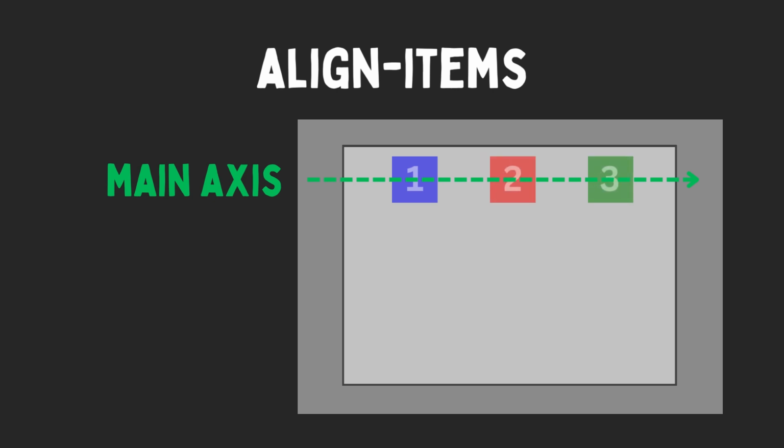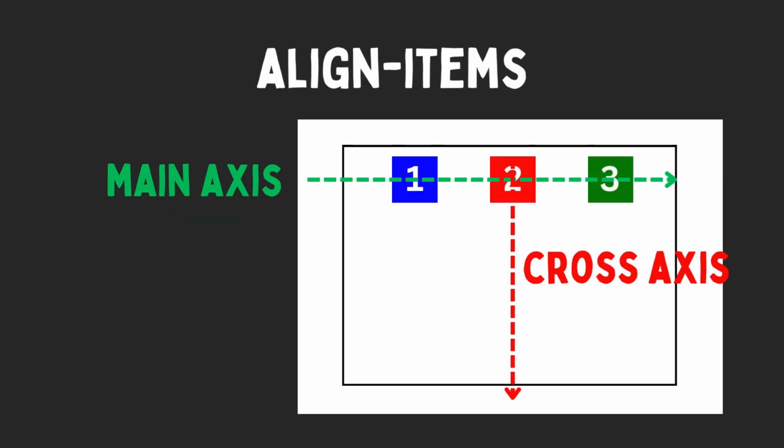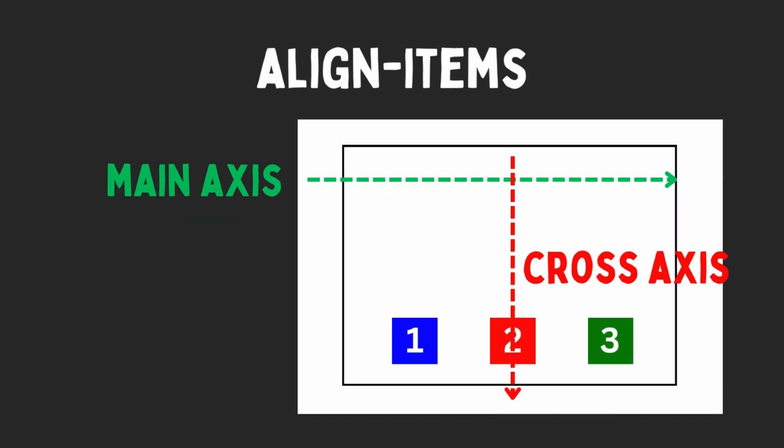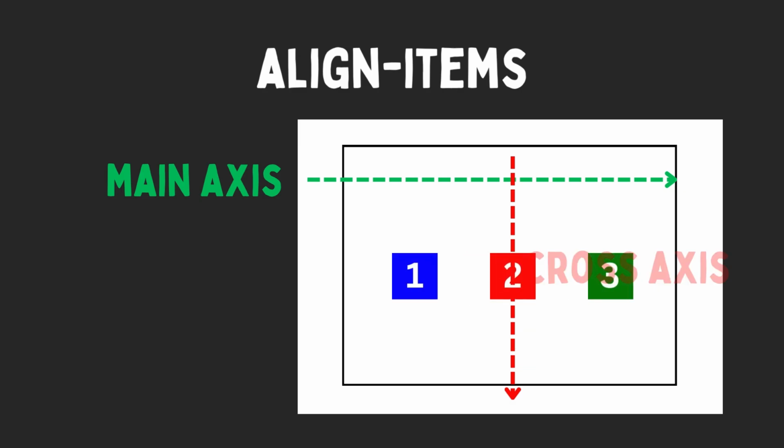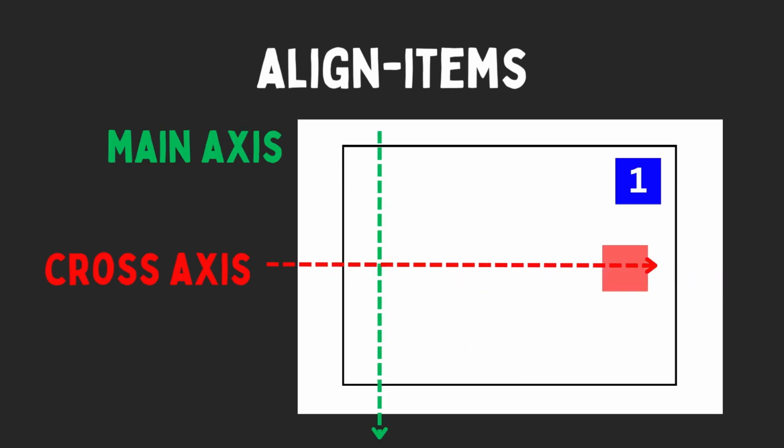So we've learned how to align items along the main axes using justify content. But what about the cross axes? That's where align items comes in. Align items controls how your items are positioned along the cross axes. Whether your cross axis is vertical or horizontal, this property lets you align your items relative to it.